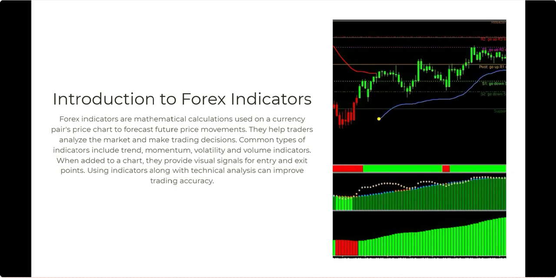So, introduction to Forex indicators. Basically, what are they? I'll just read this out. Forex indicators are mathematical calculations used on a currency pair's price chart to forecast future price movements. They help traders analyze the market and make trading decisions. Common types of indicators include trend, momentum, volatility, and volume indicators. When added to a chart, they provide visual signals for entry and exit points. Using indicators along with technical analysis can improve trading accuracy.